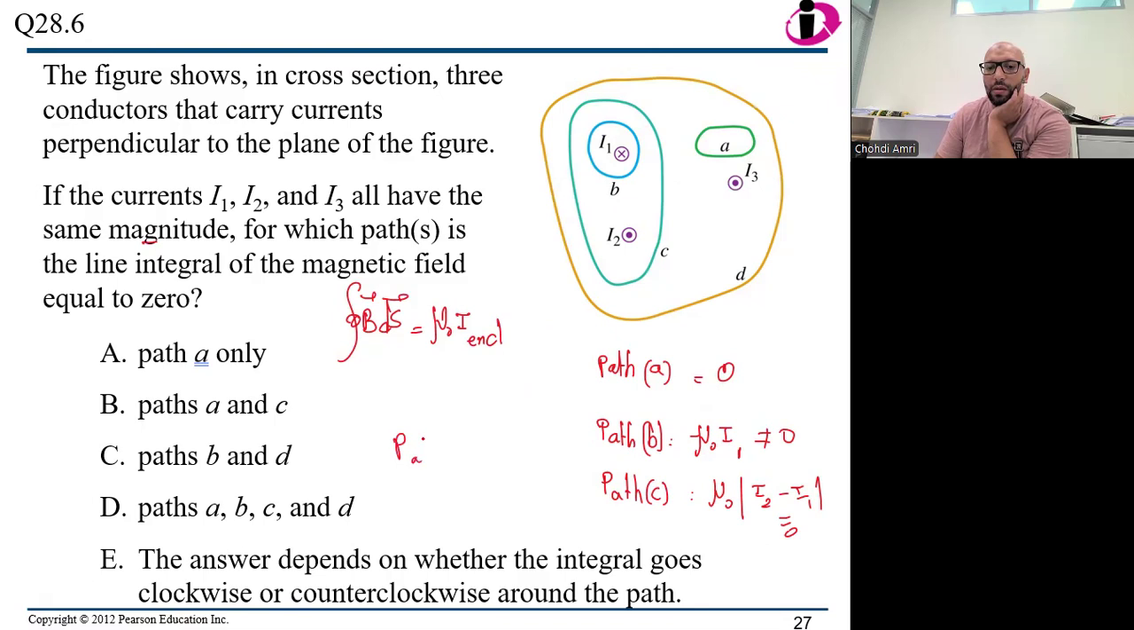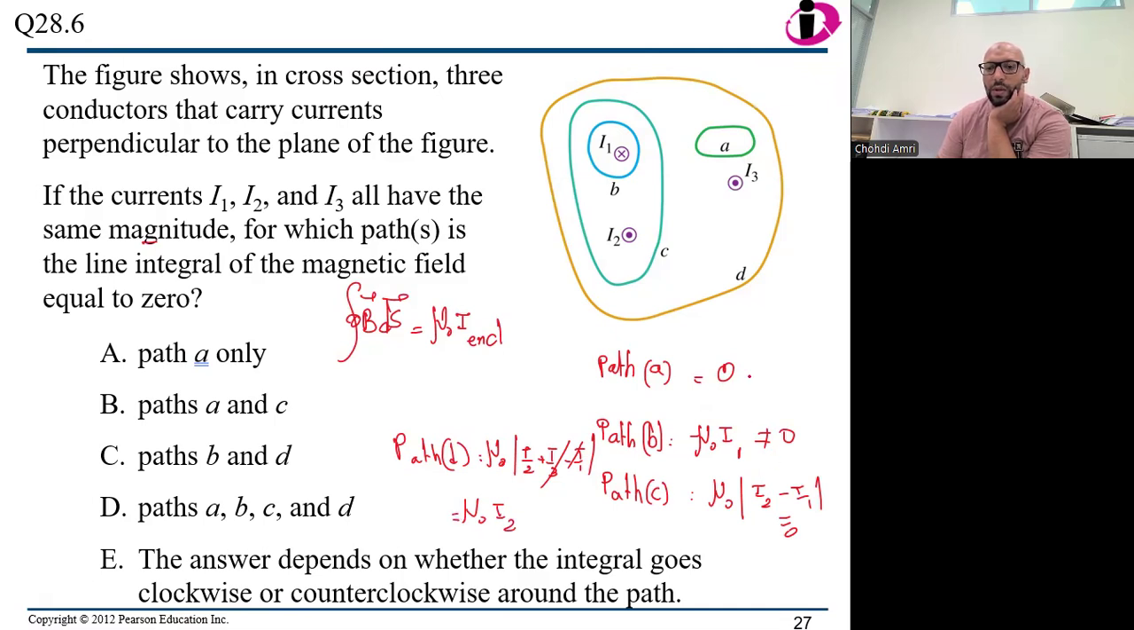For path D, mu naught, all of them, I1, I2 plus I3, minus I1. So these two will be cancelled, so we're going to get mu naught I2.